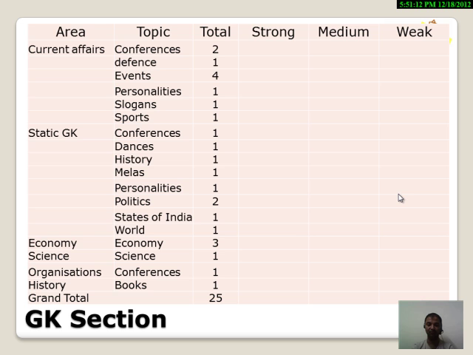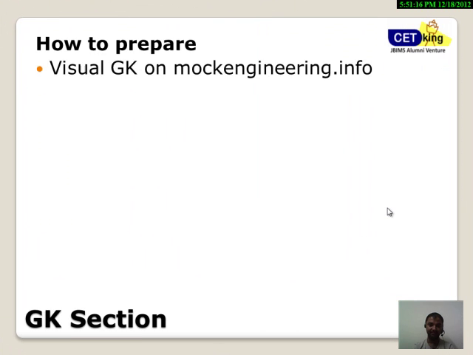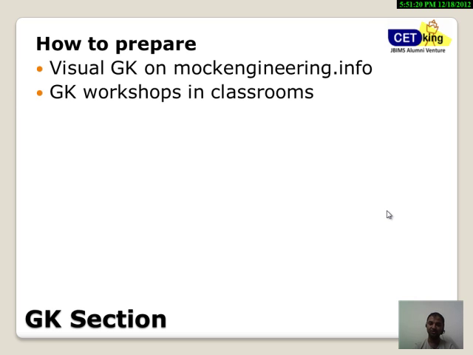How to improve the GK section? I'm going to tell you now. Number one, visual GK on mockengine.info. Number two, GK workshops in classrooms. These are the two most important things we recommend. Apart from this, newspapers and magazines. I'm a very strong proponent of these two things. Even the rank one in CMAT, I'll talk about him in some time, also says the same thing. Newspapers and magazines are what saved him.